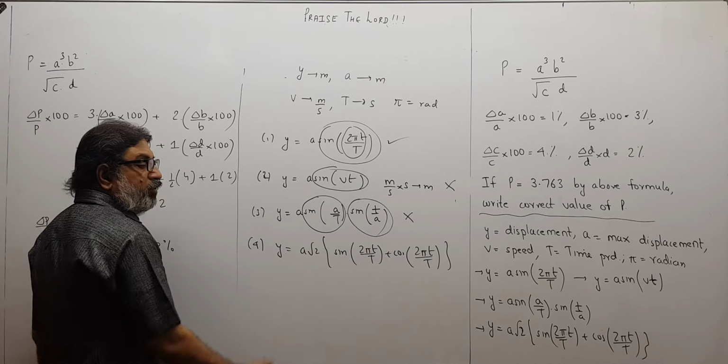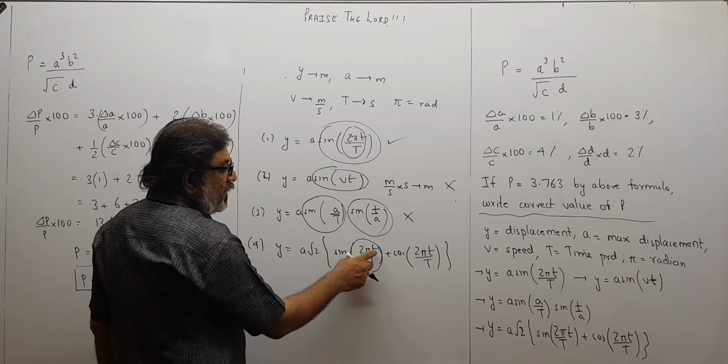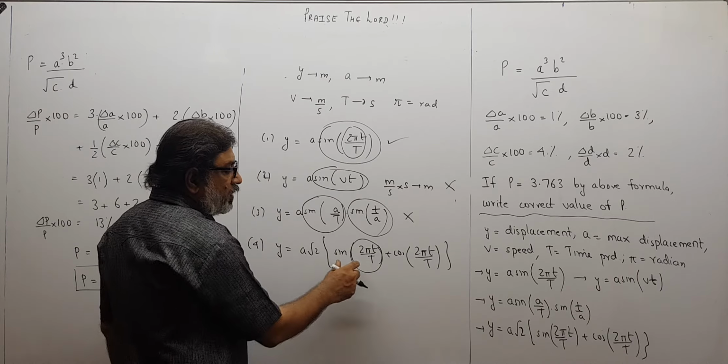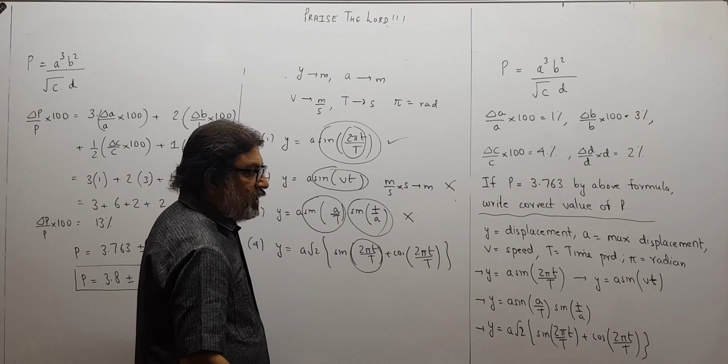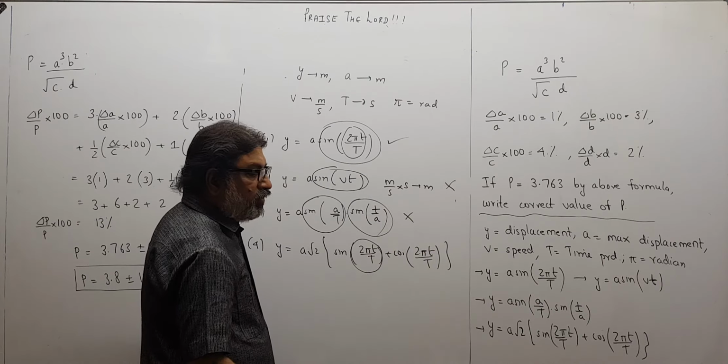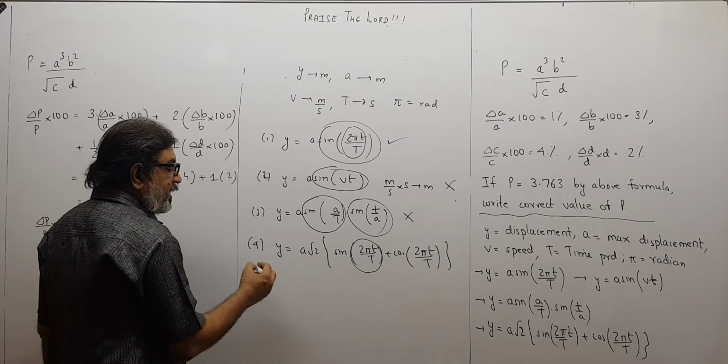So A and Y should have same units, that is there. This should have unit of radian. So T upon T cancelled out, pi is radian, that is okay, this can exist. This also can exist, T and T gone, small t is time. Even though it is not given, we assume it is time. So this is also radian, so cos radian can exist. So this may be correct.